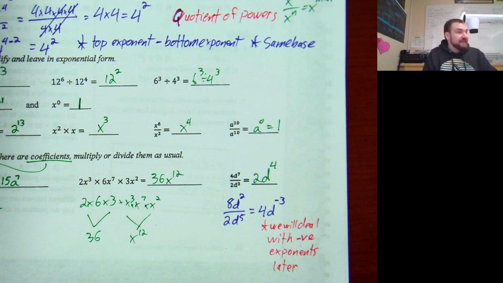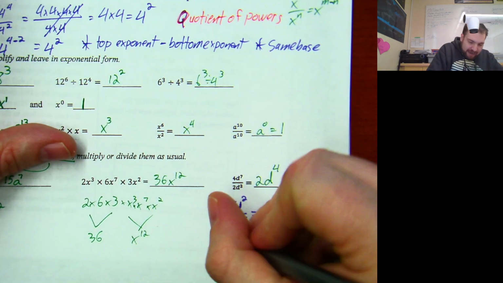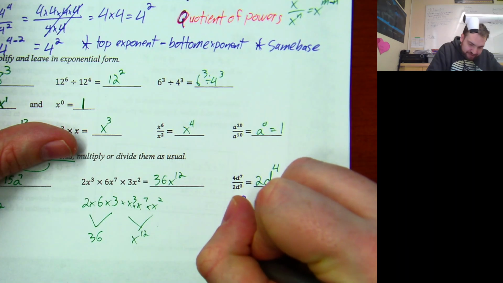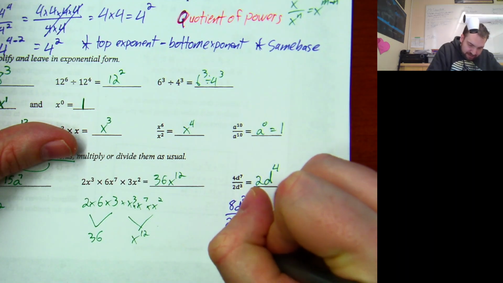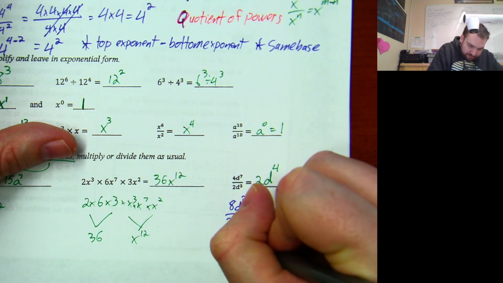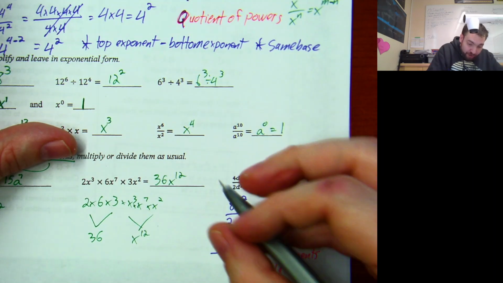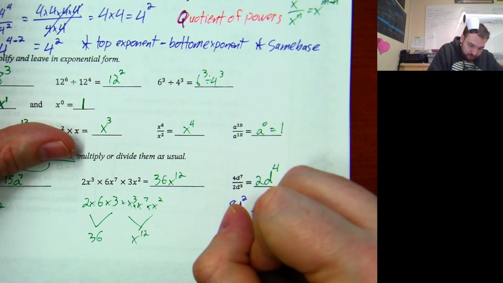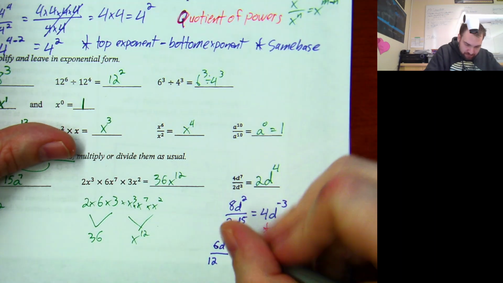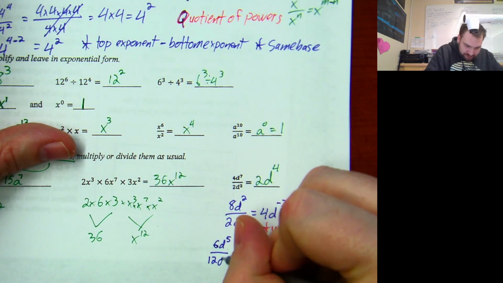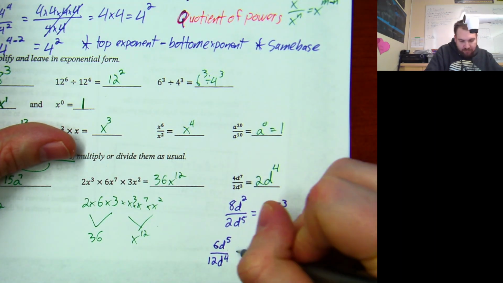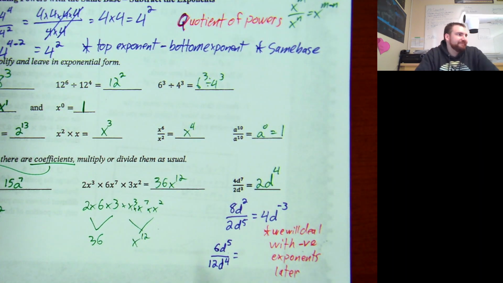What if I had this? I'll do one more. Let's say I had 6d to the 5 over 12d to the 4. Say that one. What would I do there?